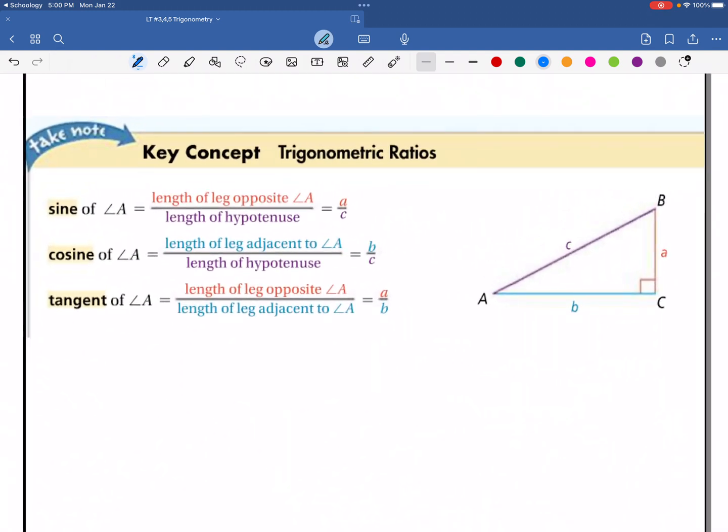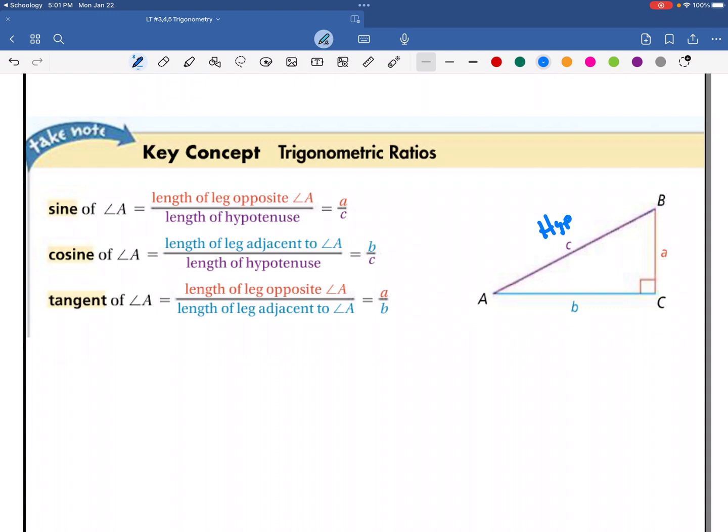So trigonometry, trigonometric ratios. We know that sine, cosine, and tangent are ratios. When we have a right triangle like we see right here, we've got two legs and the hypotenuse. We also have two acute angles and a right angle. One thing that we know is that the side opposite the 90-degree angle is always the hypotenuse.